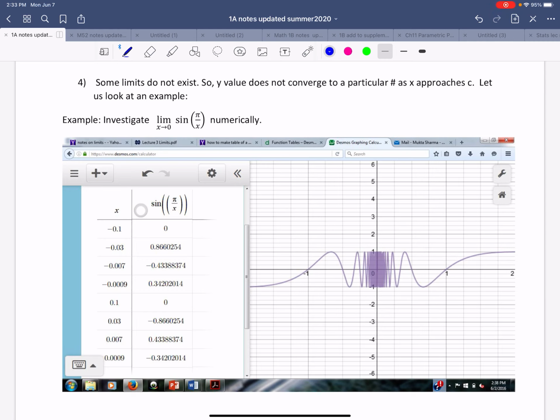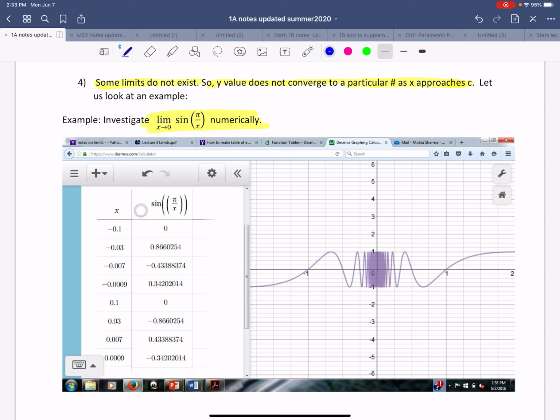In this example, we're going to look at the limit that does not exist. The y value does not converge to a particular number as x value approaches c. So here's an example. Evaluate the limit as x approaches 0 of sine pi over x numerically. Okay, so sine pi over x is what we are trying to evaluate here.